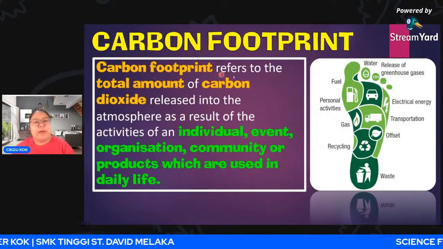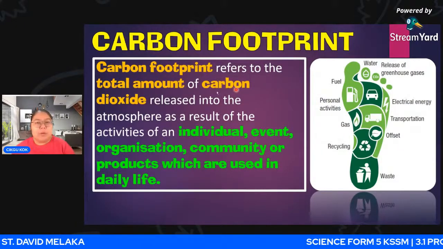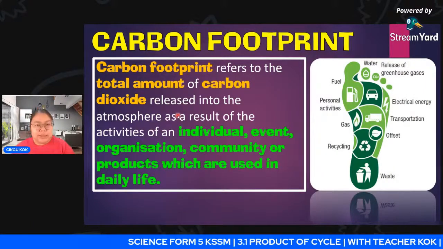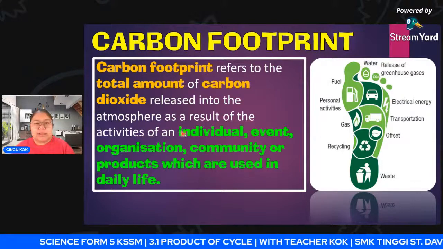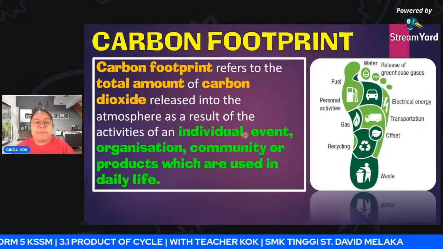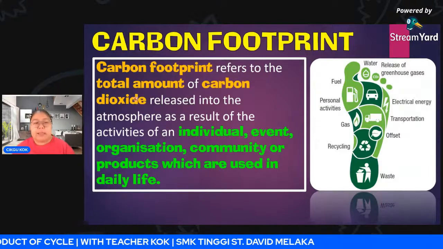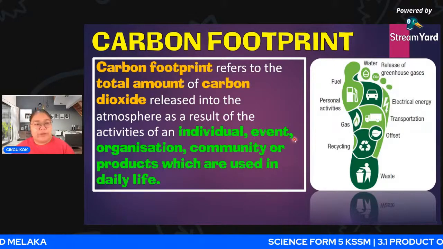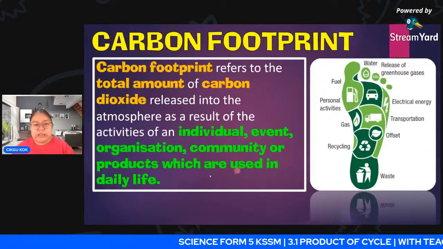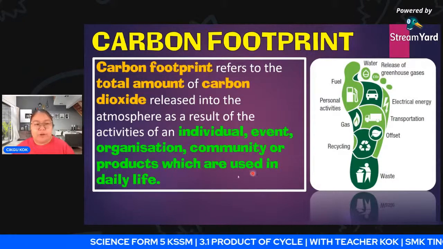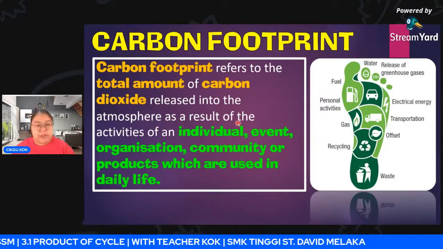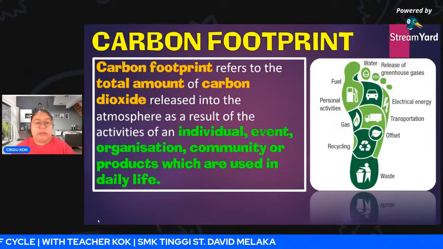Carbon footprint refers to the total amount of carbon dioxide released to where? To our atmosphere as a result of the activities of the individual. That means the activity of human beings produces an amount of carbon dioxide to the atmosphere. We call it a carbon footprint. For example, an event, organization, community, or a product which is used in daily life. All of this comes from the individual. Let's see the example.